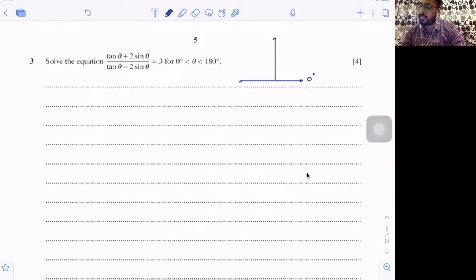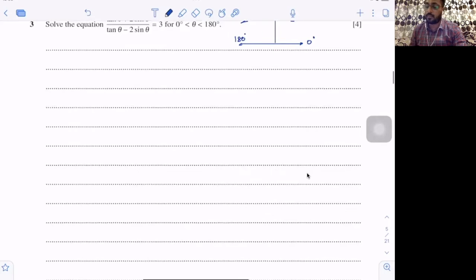So this is 0 degrees and this is 180 degrees. So this is the first quadrant and this is the second quadrant. So the question is for 4 marks. Let's write all the steps very properly.